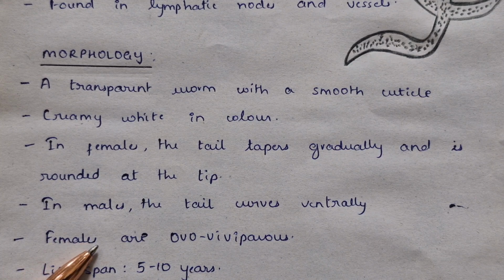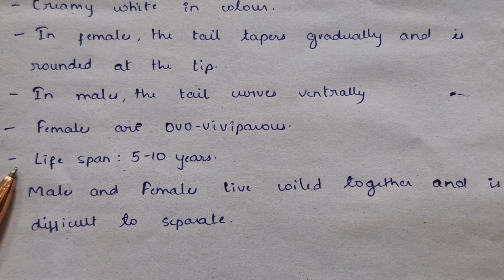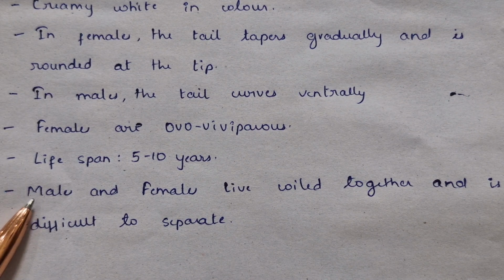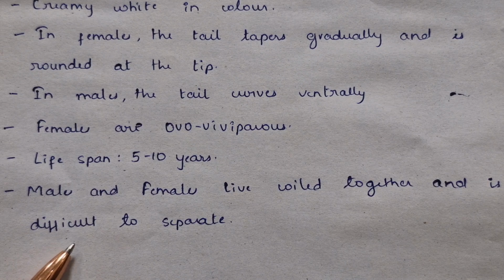Females are ovoviviparous. The lifespan is 5 to 10 years. Males and females live coiled together and are difficult to separate.